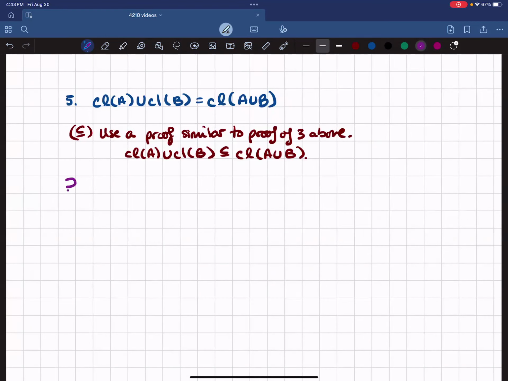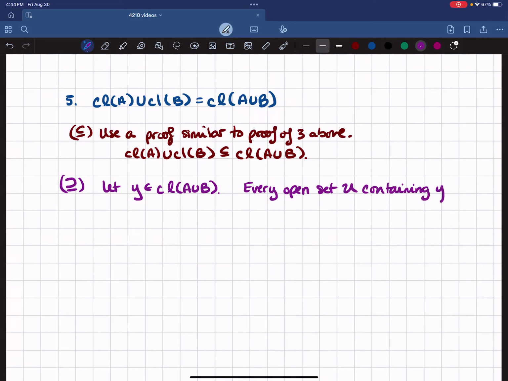So now we want to do the other direction. So let's let y be an element of the closure of A union B. One characterization we have of closure says that this means that every open set U containing y must satisfy U intersect A union B is not empty.